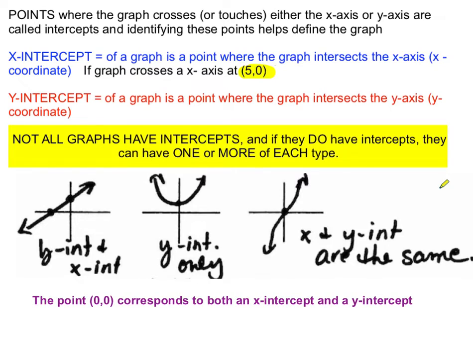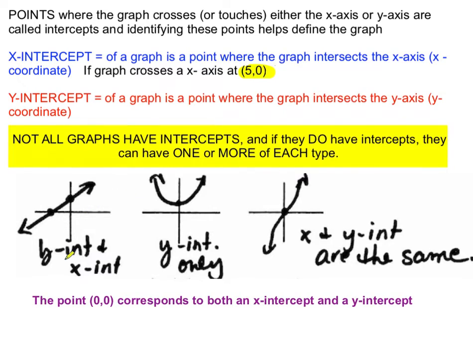Same kind of idea with the y-intercept. The y-intercept of a graph is a point where the graph intersects the y-axis. It's at the y-coordinate. Now you can see that I have drawn several examples of functions, and it says not all graphs have intercepts, and if they do have intercepts, they can have one or more of each type.